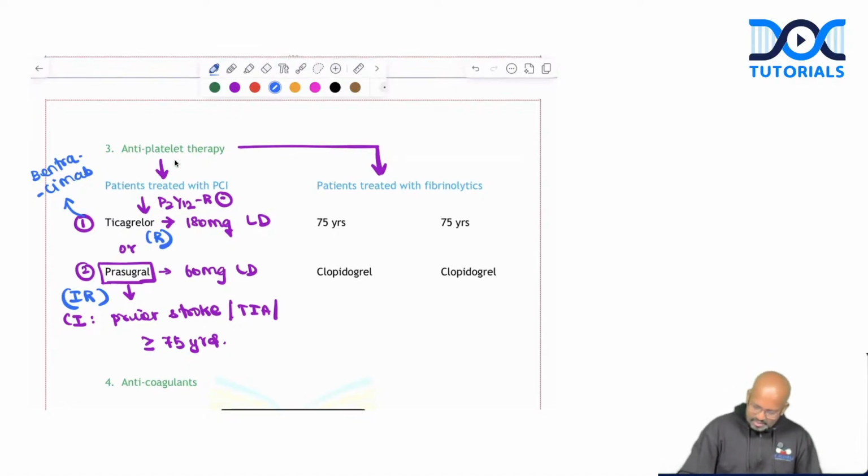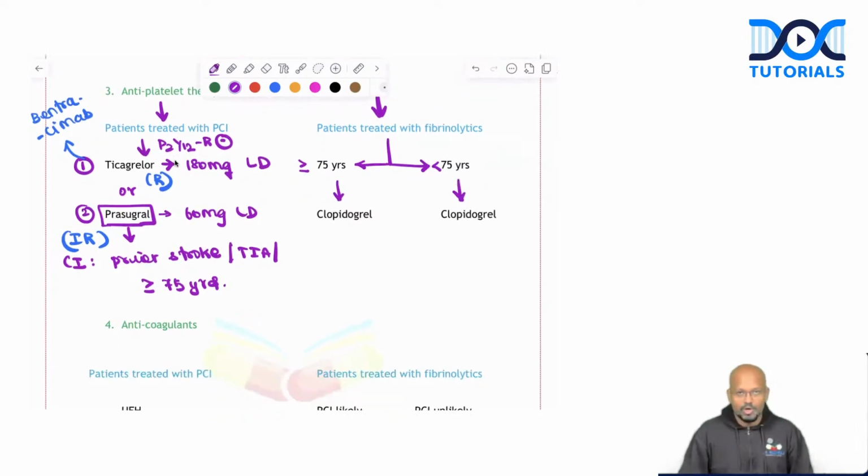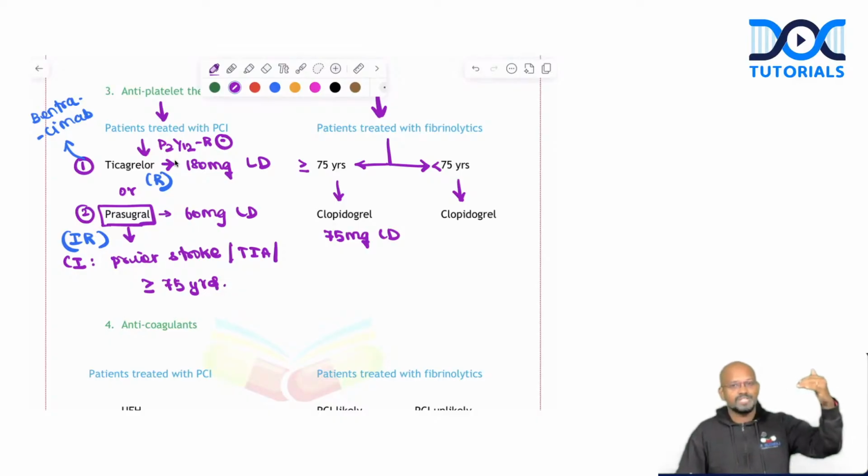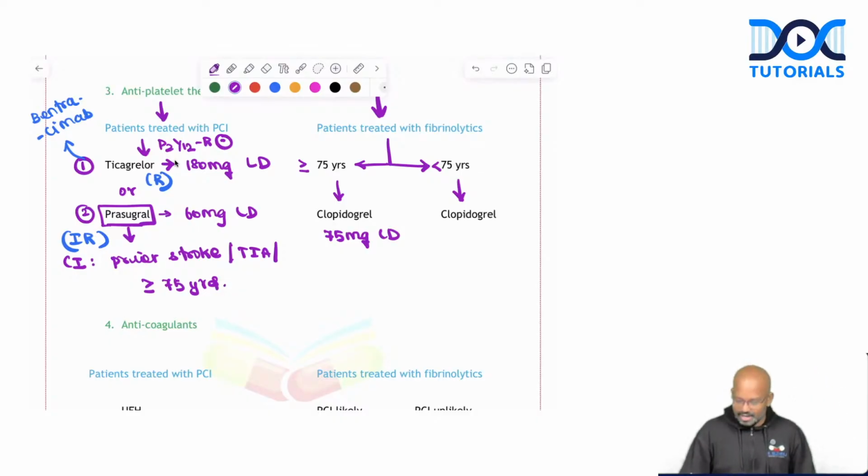Okay, patients treated with fibrinolytic agents. Again, here we have to consider the age value. If the patient is more than or equal to 75 years of age, or less than 75 years of age, the drug is going to be the same: clopidogrel, but the dose is going to be different. If he is 75 years or more, 75 milligrams has to be given as a once oral loading dose. For less than 75, we can administer a 300 milligram loading dose, once oral.